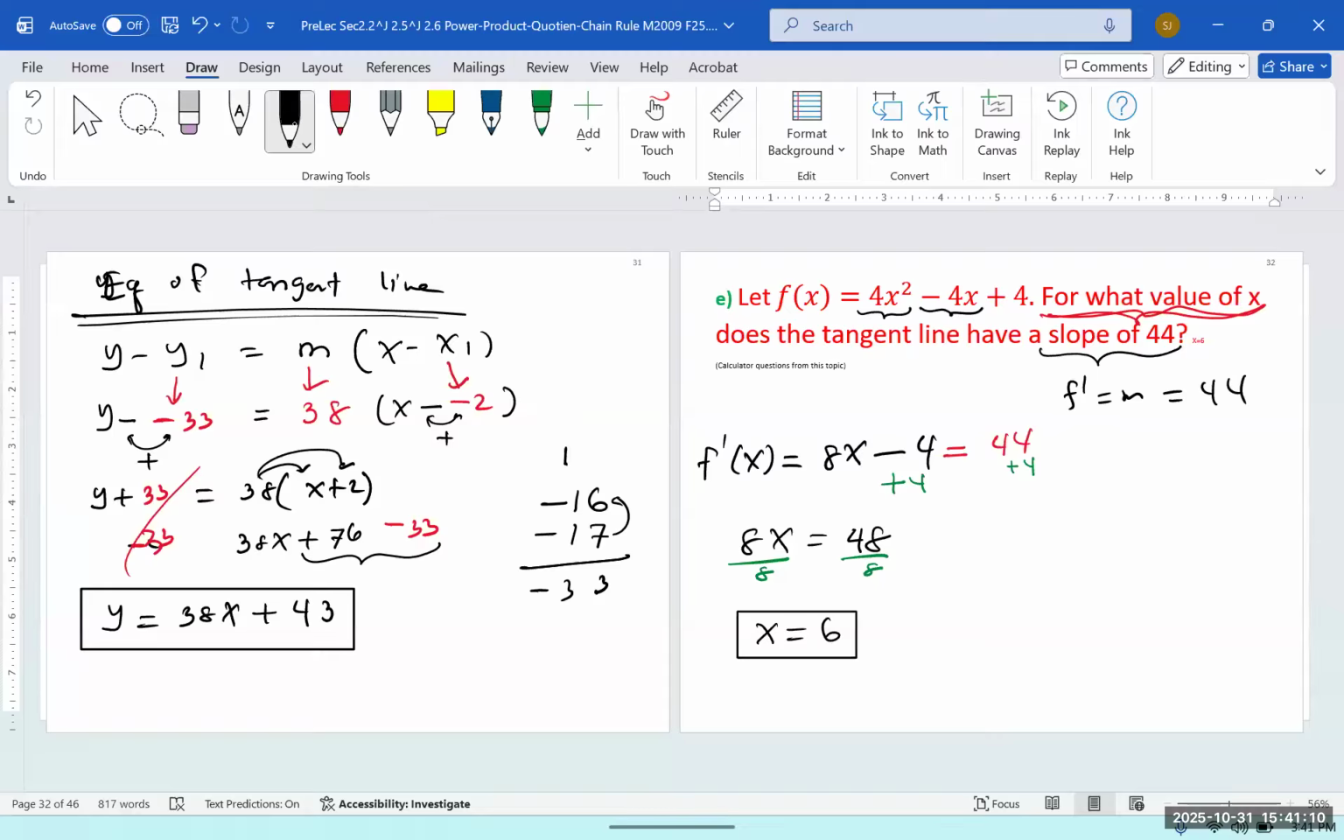In your final exam, they're going to ask you this question where you might need to use a calculator. So you might see this type of question in the calculator part in the final exam. But you're going to do the exact same thing. Whatever number is given, you set that number equal to the derivative and then solve for x.